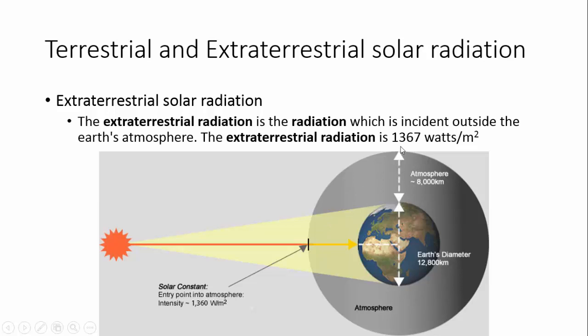Generally, some people say it is 1367 watts per meter square. There will be changes because the distance between the earth and the sun is not constant. The distance between the earth and sun changes based on the day of the year. So this extraterrestrial radiation will also change based on the day. This particular flux, 1360 watts per meter square, is called the solar constant.